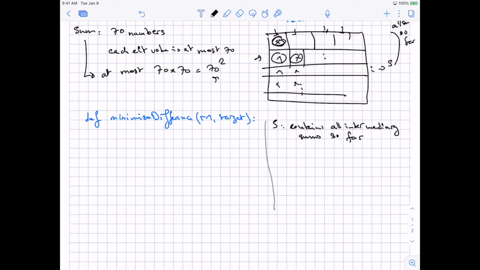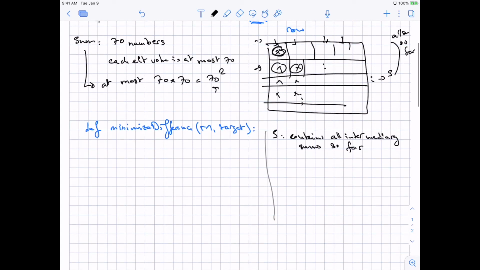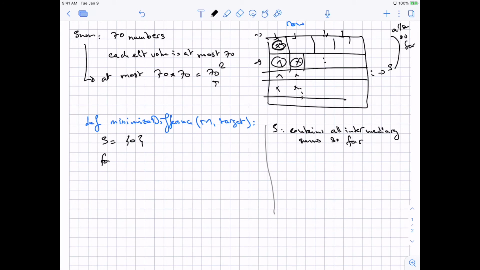Initially, just before starting, we need to have some value to start from. So let's just have 0. That doesn't change anything, the sum doesn't change. And then we'll go through each row in the matrix.